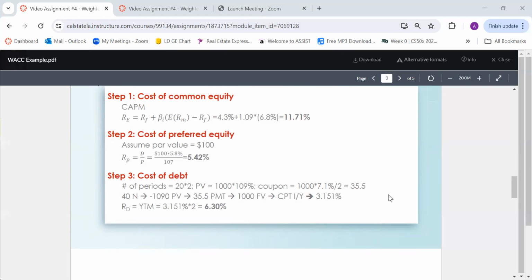So 40 is the number of periods, and then input the present value of 1,090. Of course, we're going to need the negative sign. 35.5 payment, $1,000 future value. We're going to compute the interest rate to get 3.151%. From there, as the yield to maturity interest rate, we're going to have to multiply that by 2 to get it back to annual. We're going to get 6.3%.